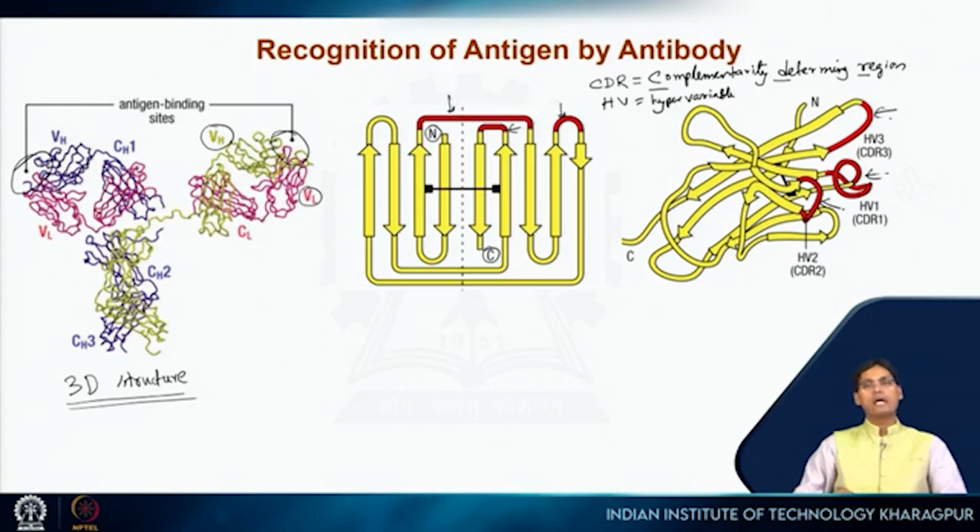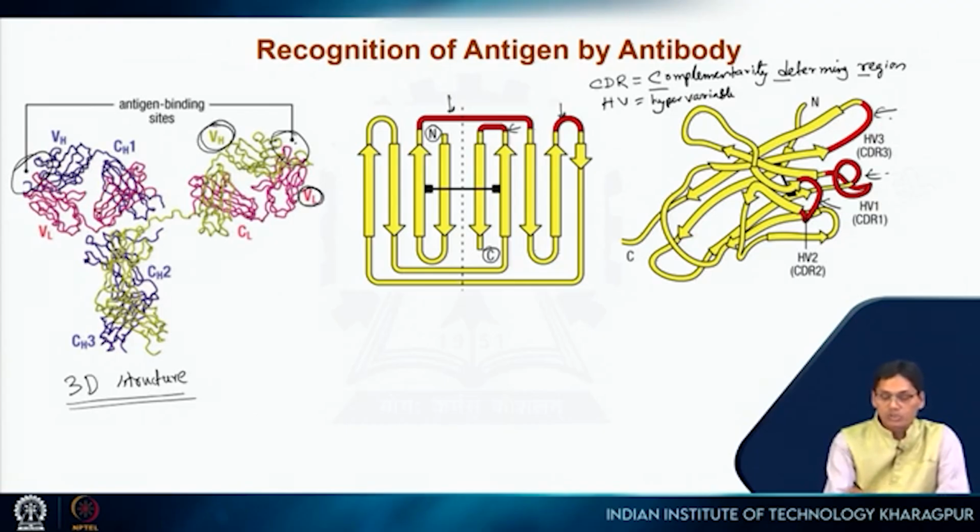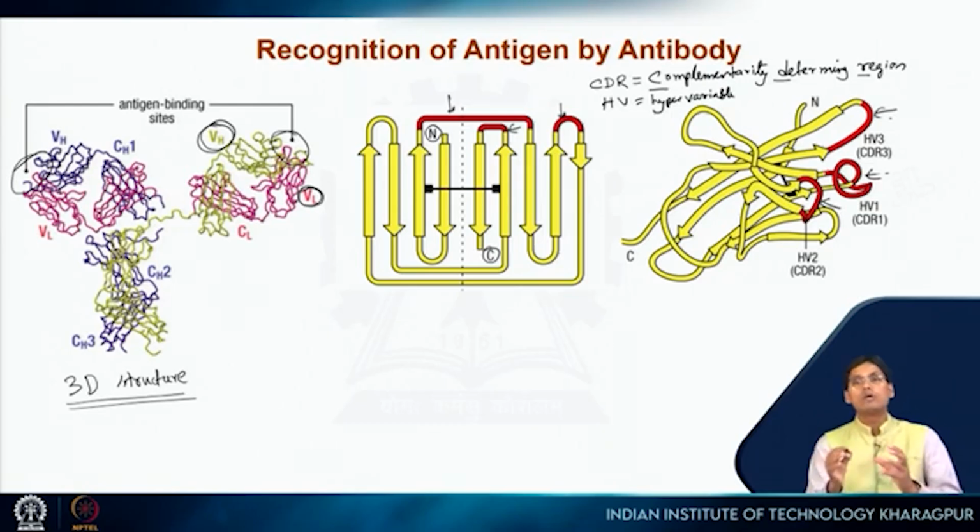This is called CDR1, CDR2 and CDR3. They are capturing the antigen. That means a total of 6 loops are working together. Why 6 loops? Because 3 loops from this VH and 3 loops from this VL, right? So a total of 6 loops are working together to fit with the antigen.